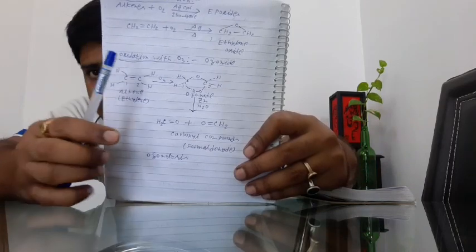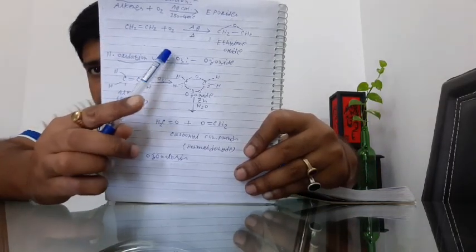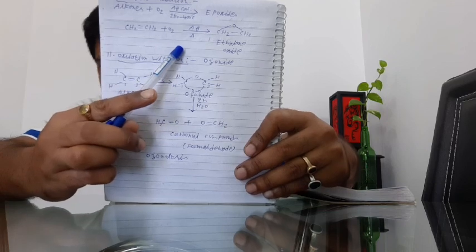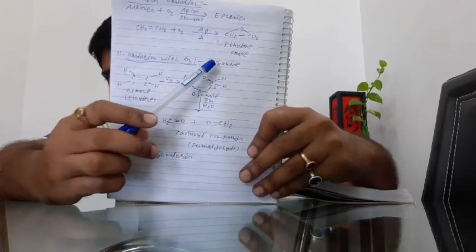Here I have given one example for you, that is ethylene. Ethylene, when it reacts with oxygen in presence of temperature and along with silver catalyst, ethylene oxide is formed.